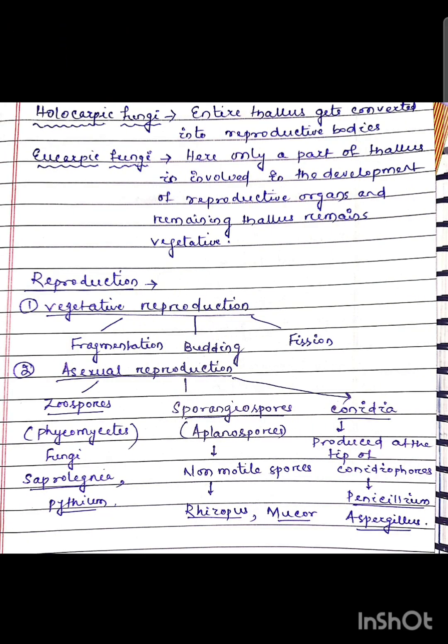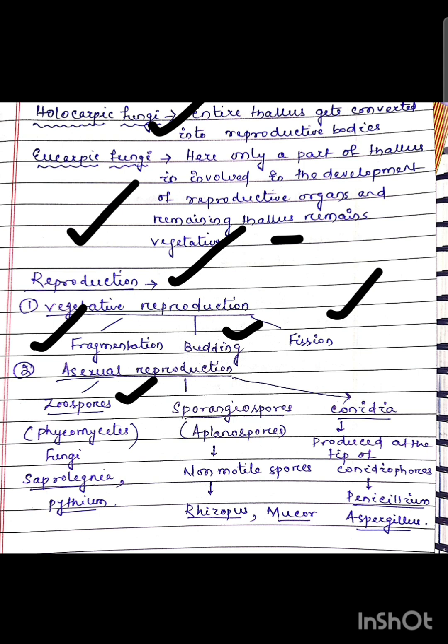Then the whole group of fungi can be divided into holocarpic or eucarpic. Holocarpic fungus, where the entire thallus gets converted into reproductive bodies. Then eucarpic, here only a part of the thallus is involved in the development of reproductive organs, and the remaining thallus remains vegetative. Vegetative reproduction occurs by fragmentation, budding and fission in fungi. Asexual reproduction is by zoospore formation. Sometimes they produce aplanospores inside sporangia, which are non-motile spores, as seen in Rhizopus and Mucor. Sometimes they produce conidia at the tip of conidiophores, as seen in Penicillium and Aspergillus.